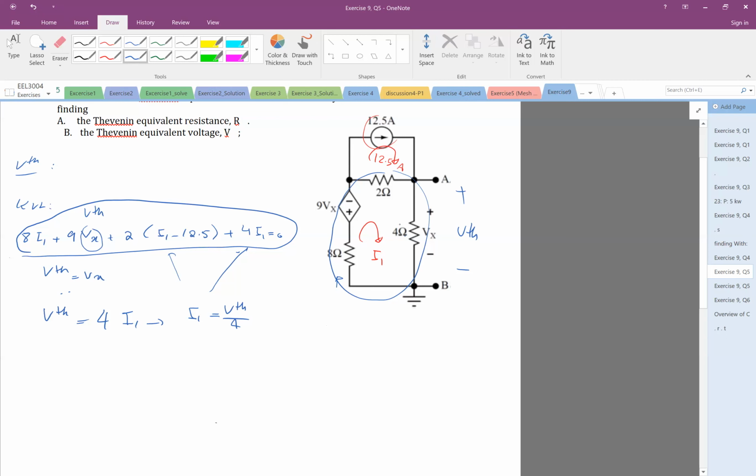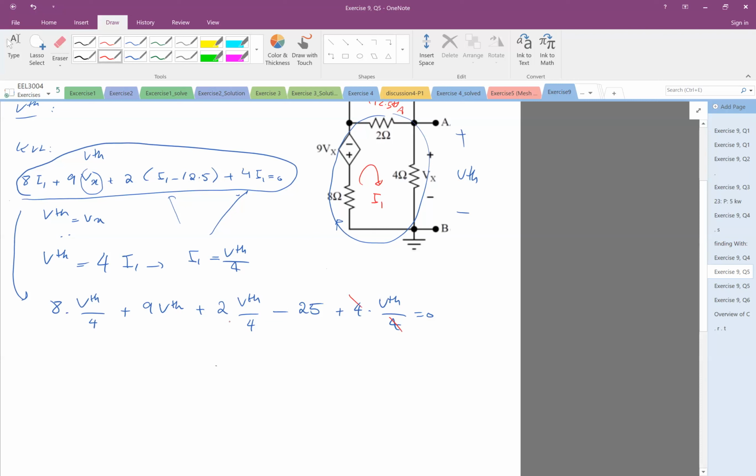And these are the dependent sources, for example V of X, what's that dependent voltage? Okay, so 8 times I1 should be V Thevenin divided by 4, plus 9 V Thevenin, plus 2 times I1, which should be V Thevenin divided by 4, minus 25, plus 4 times I1, V Thevenin divided by 4, equal to 0.